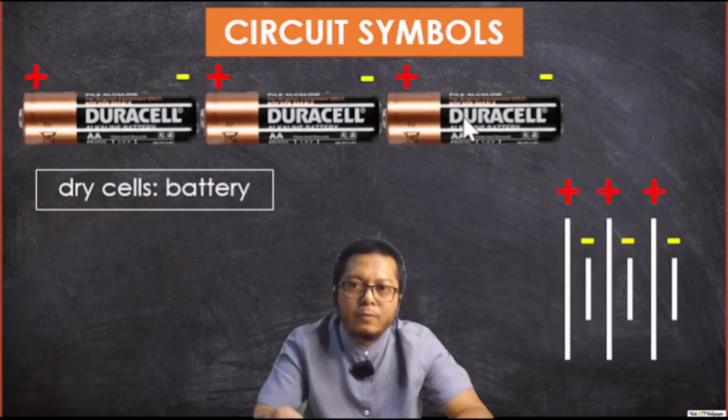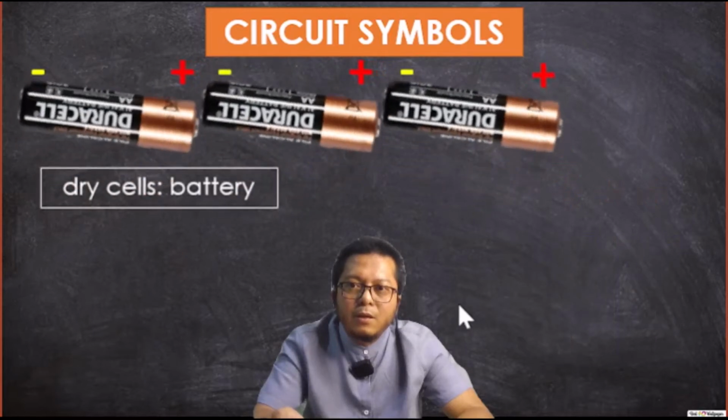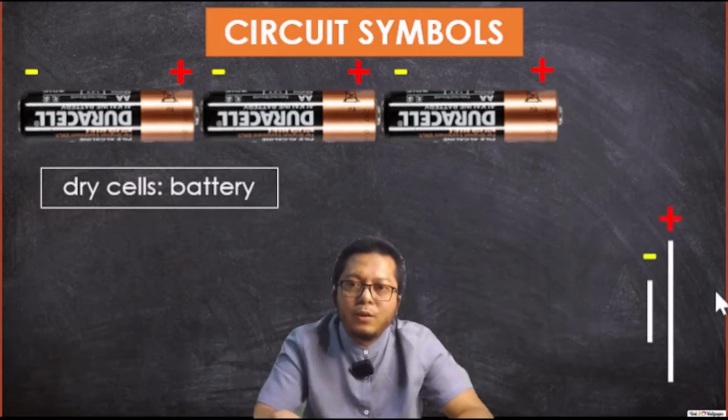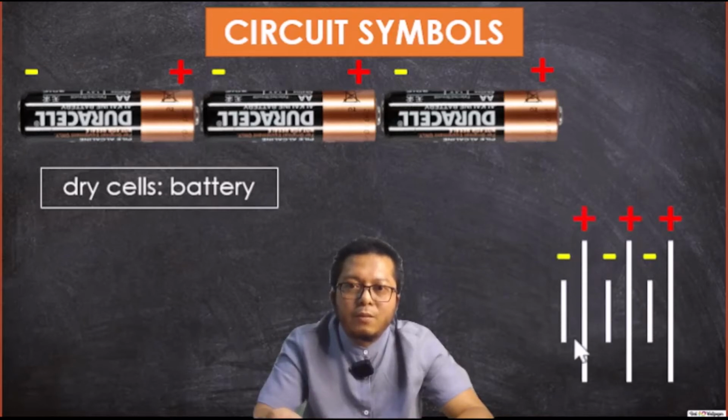Okay, it's the same thing like this. If it's on the other side of the battery, like the positive terminal is on the right side, the line should be reversed. This is positive, negative, positive, negative, positive, and negative. Okay, this is how you draw your symbol for battery.